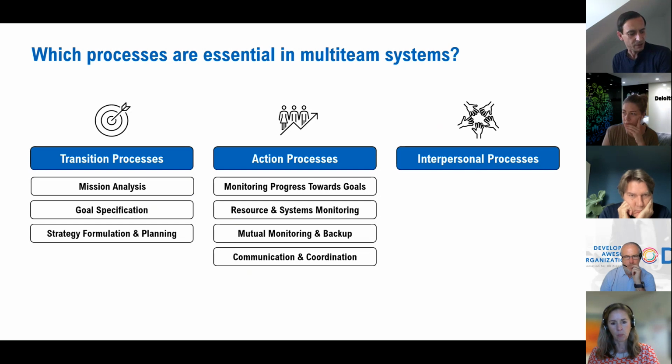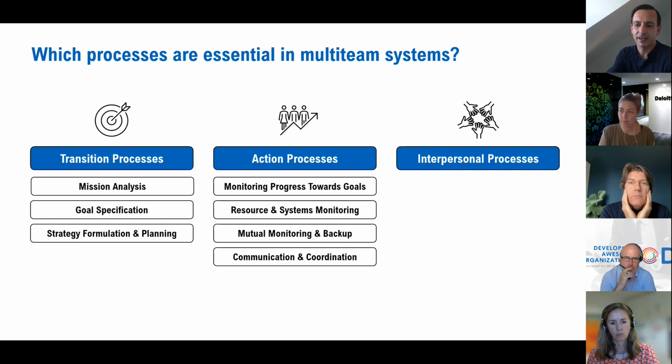And last but not least, communication and coordination. You have to communicate. You have to inform each other where we are, what we have already approached and achieved, and you have to coordinate the efforts that are done in the different teams, but also across teams.